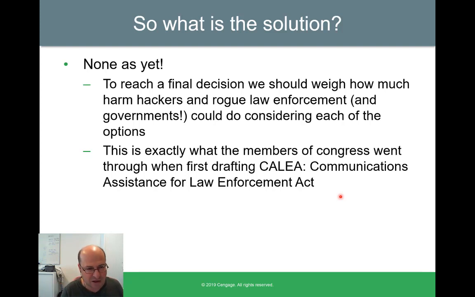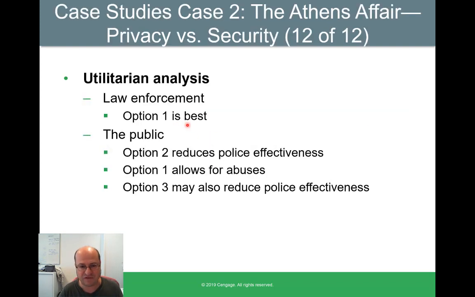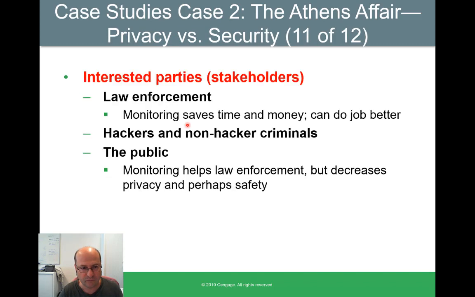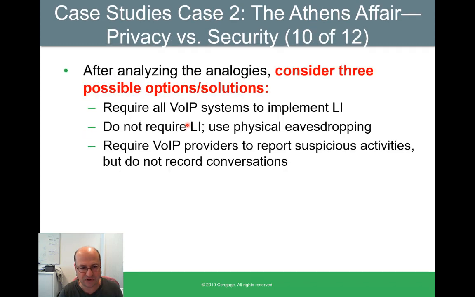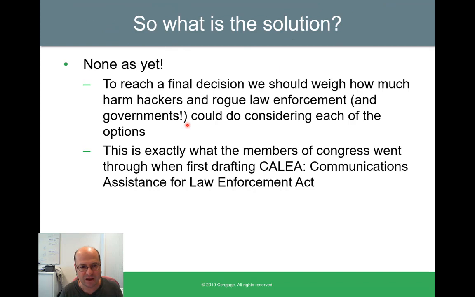It's an ethical decision. To reach a final decision, we should weigh how much harm hackers and rogue law enforcement and rogue governments could do, considering each of the options available. And this is exactly what the members of the US Congress went through when first drafting the CALEA, Communications Assistance for Law Enforcement Act.